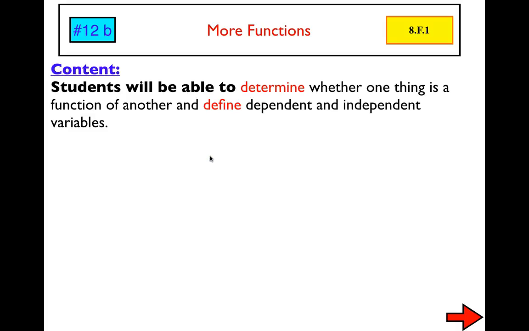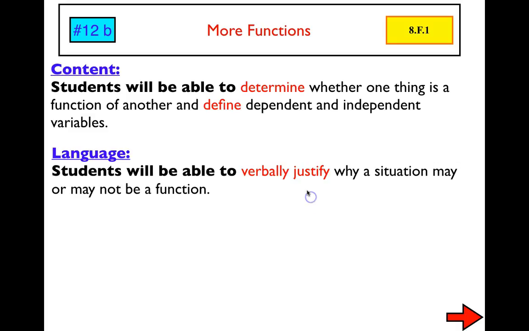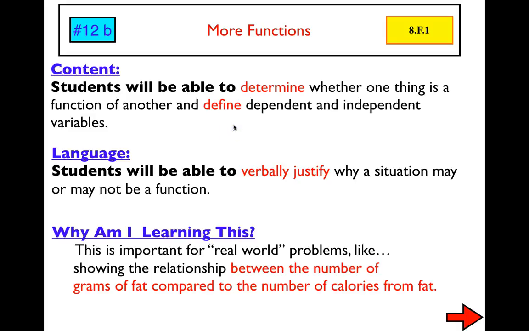Our content objective is students will be able to determine whether one thing is a function of another and define what dependent and independent variables are. Our language objective is students will be able to verbally justify why a situation may or may not be a function. And why am I learning this? Well, it's important for real-world problems like showing the relationship between the number of grams of fat compared to the number of calories from fat.